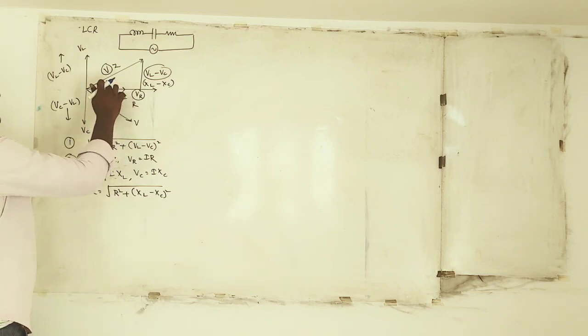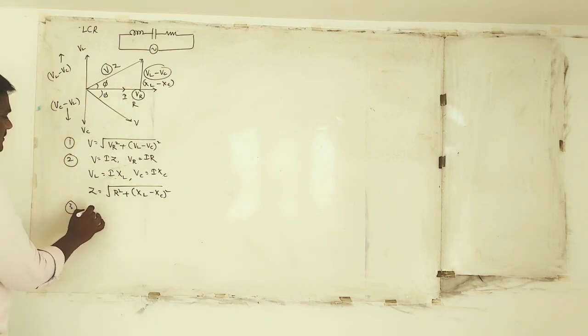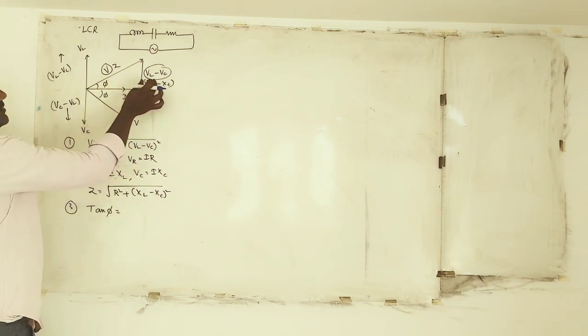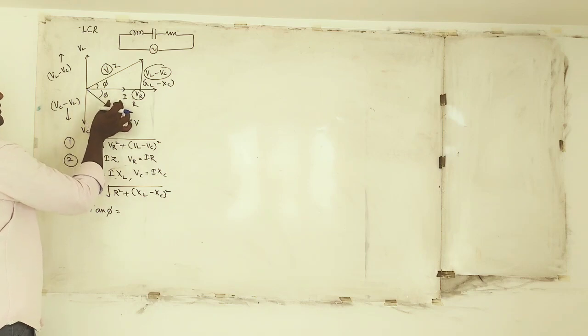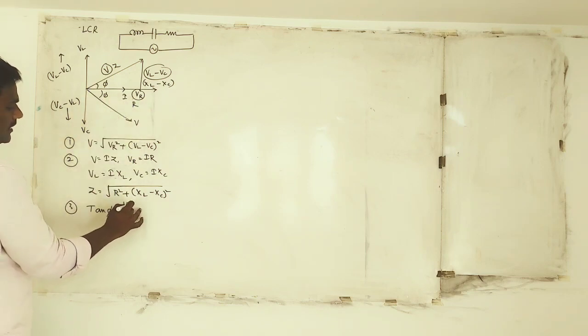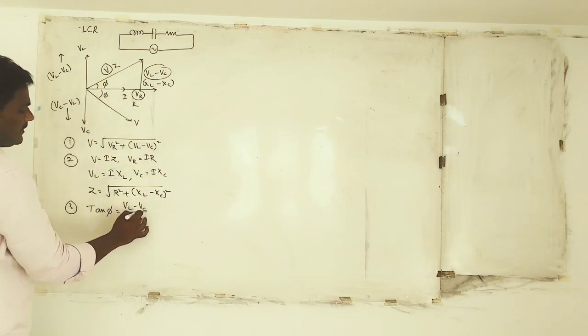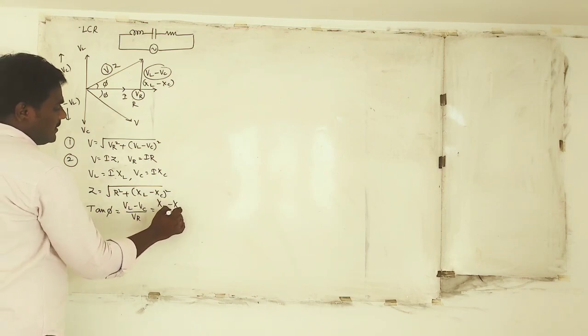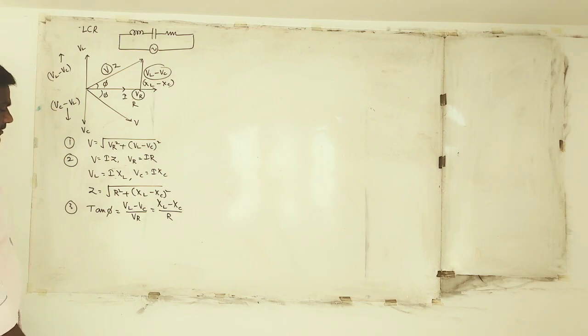Now let us go for this case. So what is the phase angle? You will get the formula in terms of voltages: tan theta is equal to opposite by adjacent. So what is adjacent? You have VR. So you can take it as (VL minus VC) by VR. You can take this, or you can take it as (XL minus XC) by R. Any condition you can take.